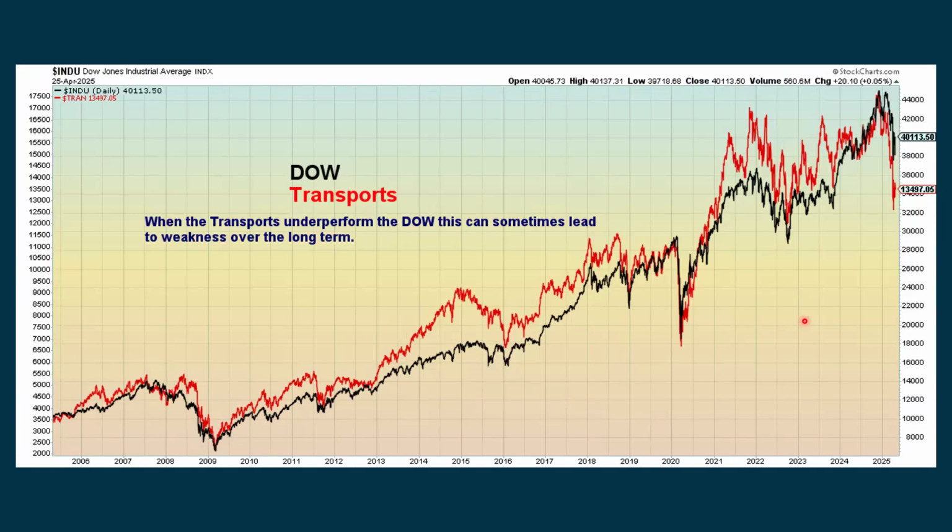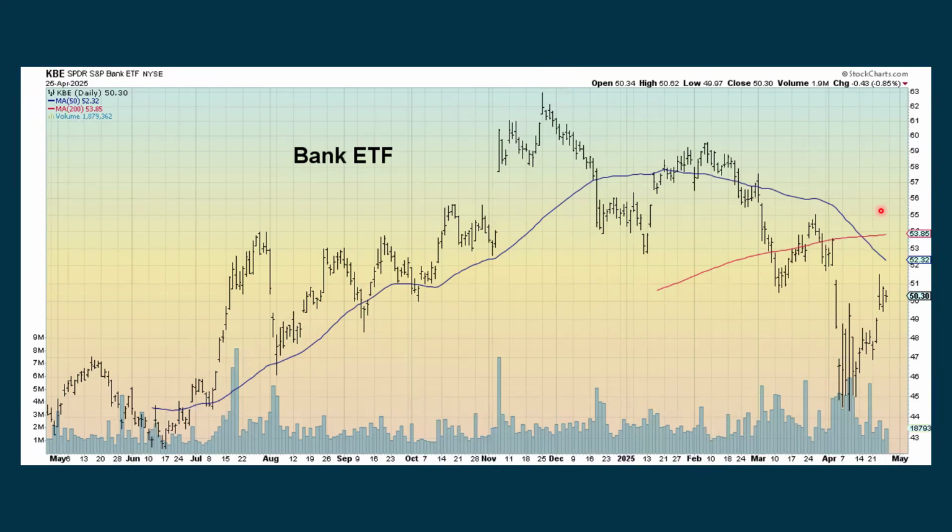We keep an eye on the Dow and the transports. The transports, that's the red line. They just cannot seem to do very well. And they're really underperforming the Dow here. And now the bank ETF, we want to keep an eye on the financials, which when we look at the financial sector is doing okay. Not great, but okay. It's trying to get back above its 50-day moving average.